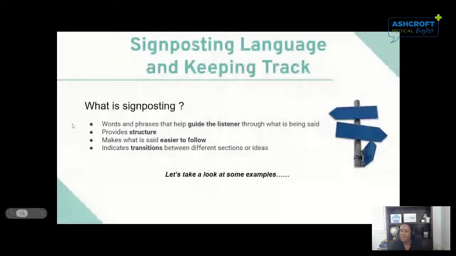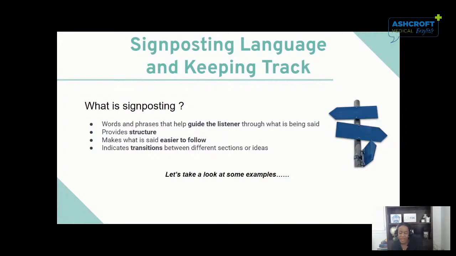So, signposting is language that we use in order to guide the listener when we're speaking. Now, these can be words and they can be phrases. They provide structure to what the speaker's saying and make what is said much easier to follow. Now, they can be used to indicate a transition between different sections of their presentation, for example, or it might help you understand how you're transitioning from one idea to the next.